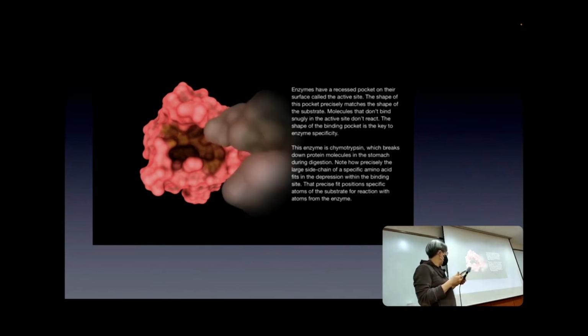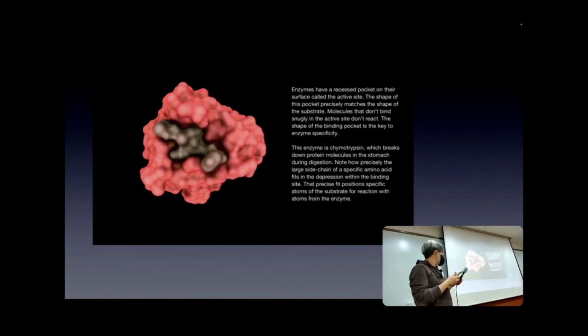This enzyme is chymotrypsin, which breaks down protein molecules in the stomach during digestion. Note how precisely the large side chain of a specific amino acid fits in the depression within the binding site. That precise fit positions specific atoms of the substrate for reaction with atoms from the enzyme.